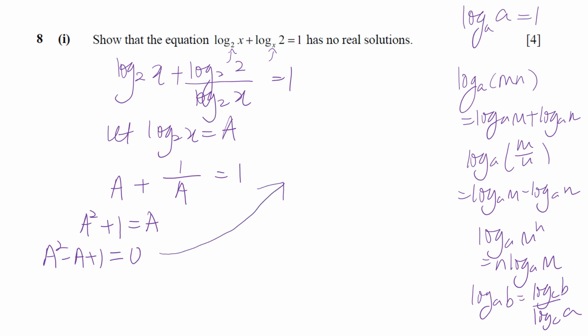So in which topics, which concepts you learn about having no real solutions? Yes. Discriminant. Remember discriminant? If the value of the discriminant is less than 0, then the particular equation has no real solution. So we're going to find the discriminant for a squared minus a plus 1. So b squared minus 4ac.